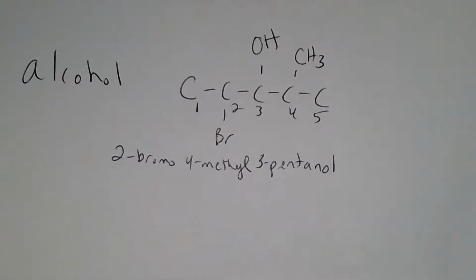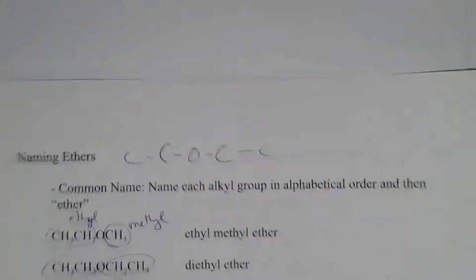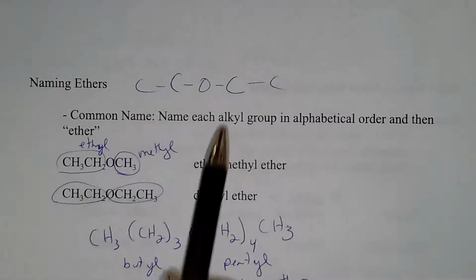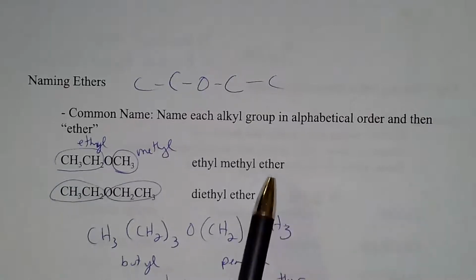All right, so then we go to something called ethers. Now, ethers have an oxygen somewhere in the middle of a bunch of carbons. However many carbons you have, it doesn't really matter. But what matters is the oxygen is single bonded to 2 other carbons. So single bonded to 2 other carbons. We're not going to bother with the IUPAC system. The common name is going to be easier. So we're going to call everything an ether. Everything is going to end in the word ether.